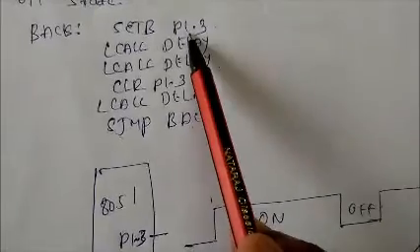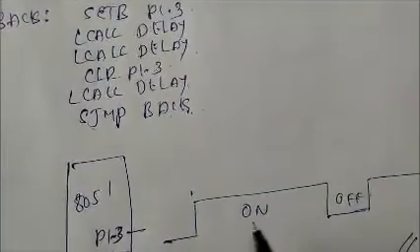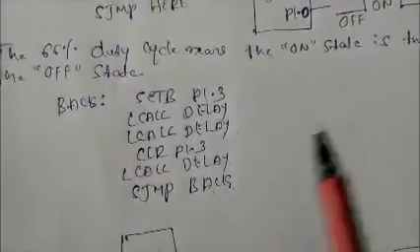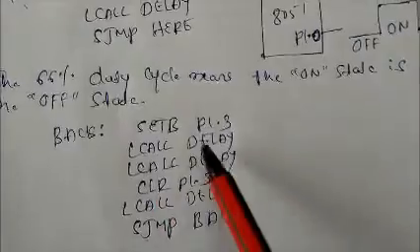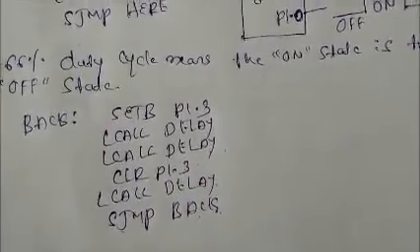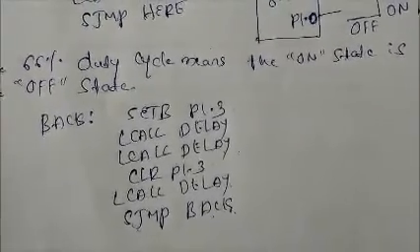In the block diagram, 8051, I am using P1.3. So the on state obviously becomes wider. I can simply say it is twice your off state. Is it clear? So I only need to call the LCALL delay function twice, and then it helps to create a wider on state. Is it clear?